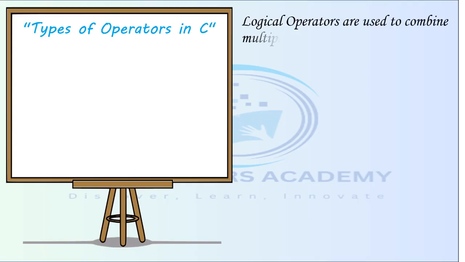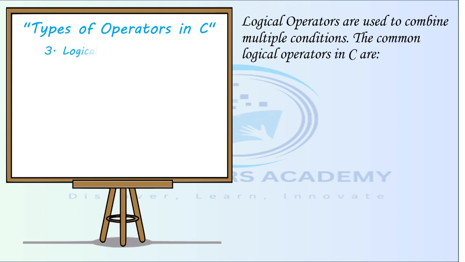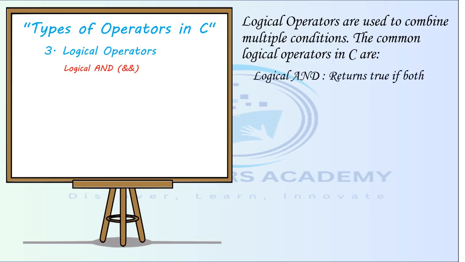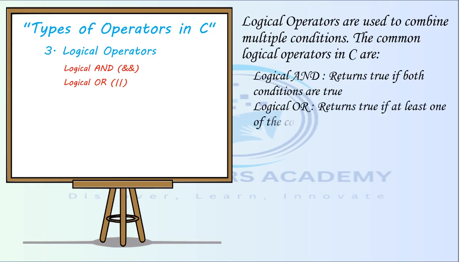Logical operators are used to combine multiple conditions. The common logical operators in C are: logical and returns true if both conditions are true, logical or returns true if at least one of the conditions is true, logical not reverses the logical state of its operand.